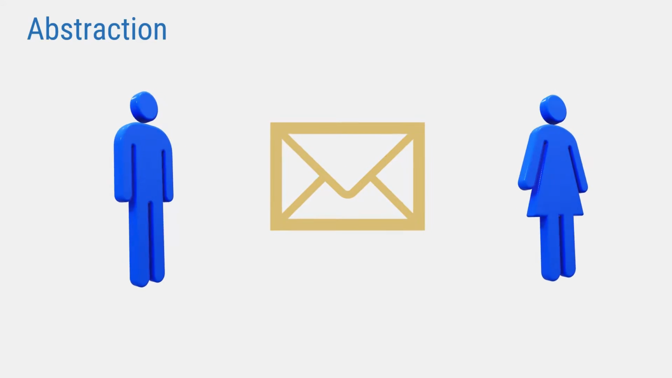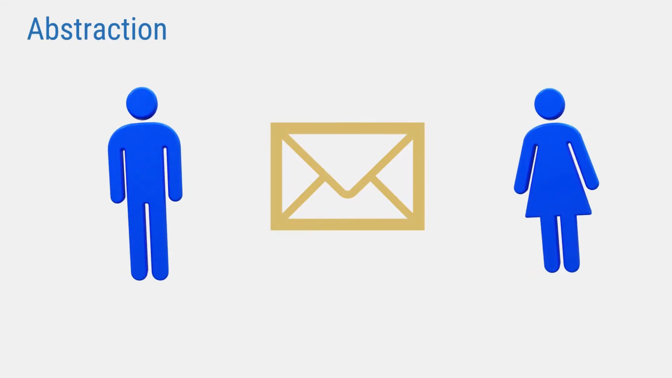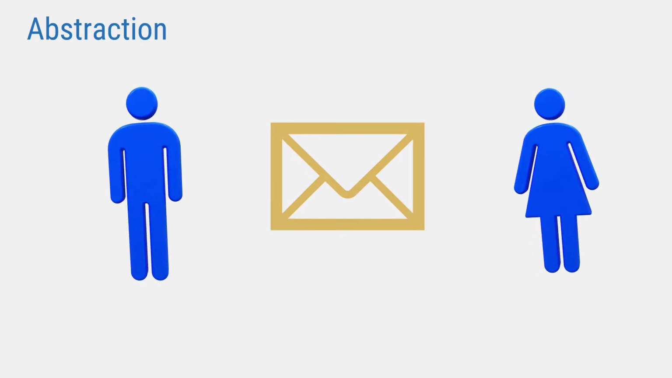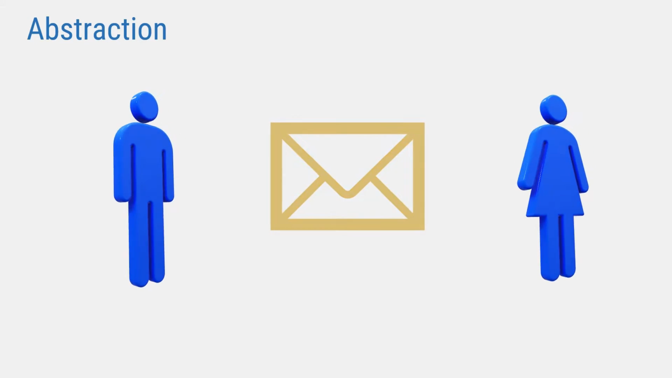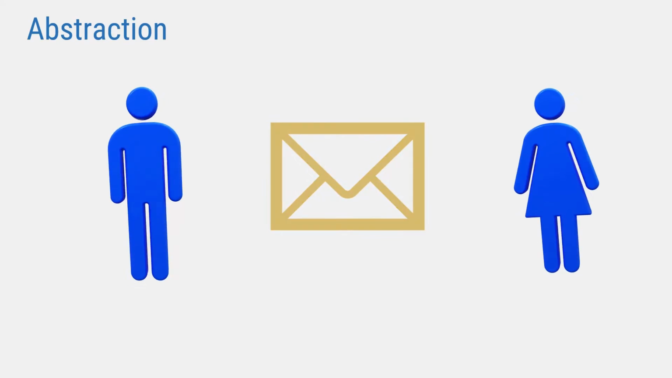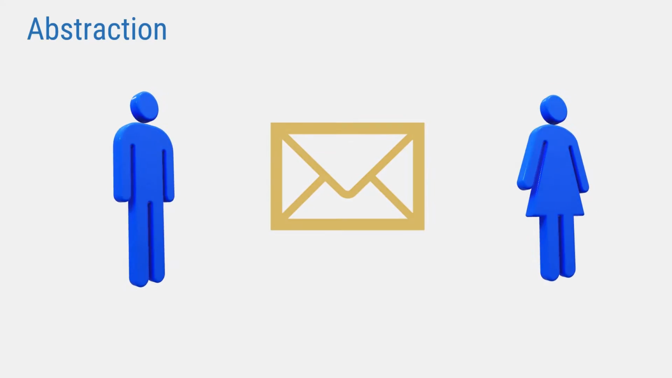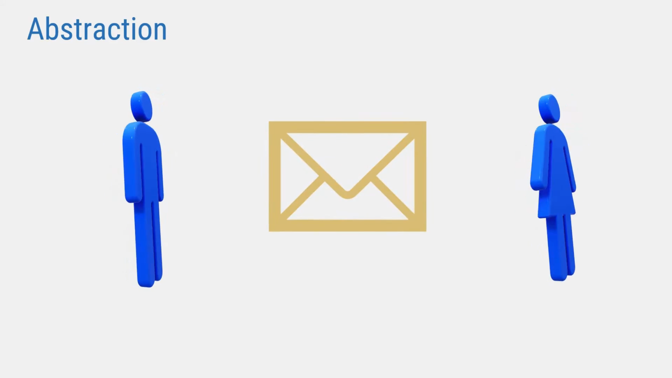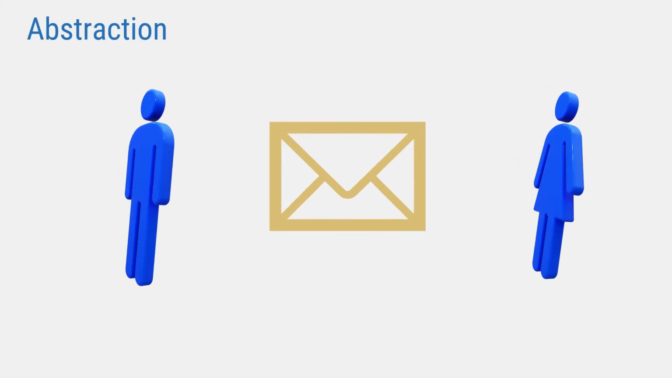All these background processes are not needed by the user. The user only needs to know what the higher level APIs are, or how he can interact with the user interface. That's all he has to know. So this is the basics of abstraction. Just to revise, abstraction is a process of hiding the internal details from the user.